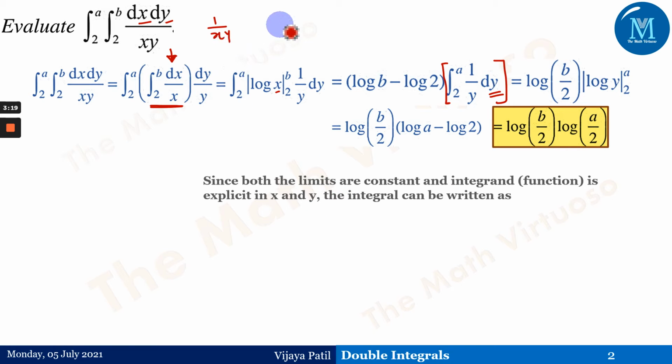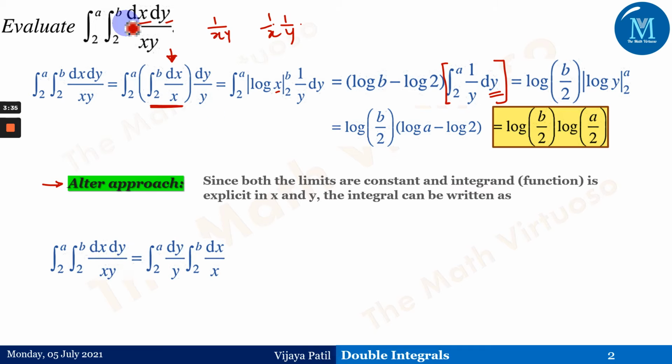What do you mean by explicit? That means 1 upon xy we can write as 1 upon x into 1 upon y. That means we can separate it very easily. It's known as an explicit function. So therefore, we will be dealing here with an alternate method or alternate approach, because we have all four limits as constants. It will be possible only if we have constants in the limits of the integrals. So it's simple: we are just finding the product of two integrals, each a single integral.